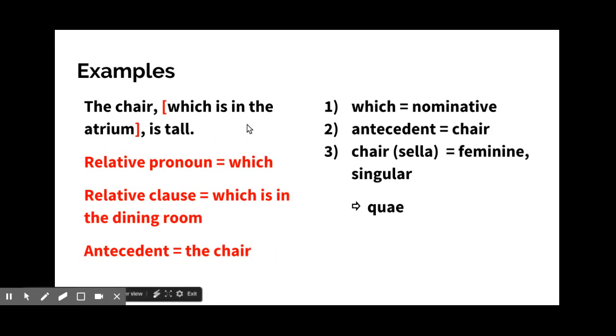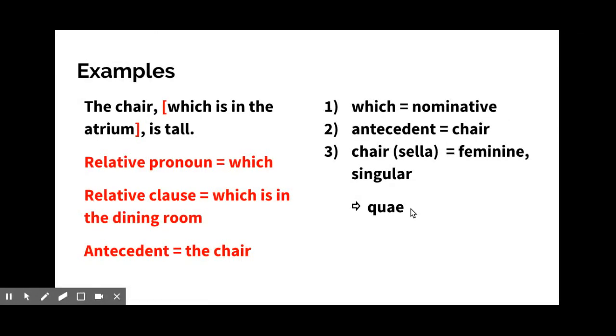And finally, the chair which is in the atrium is tall. The relative pronoun that you need is which. The relative clause which is in the dining room. This relative pronoun which refers back to the chair. Which is a nominative translation. The antecedent we said was chair. The word for chair is sella, which is feminine and singular. So you need a feminine singular pronoun. You need the pronoun qui.